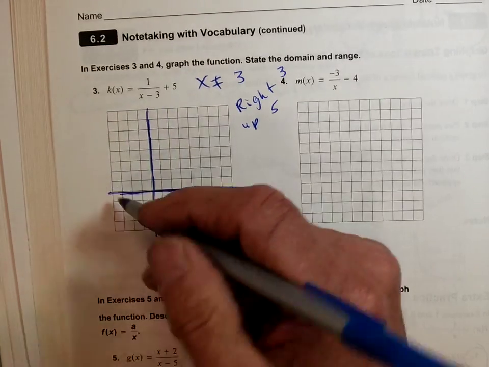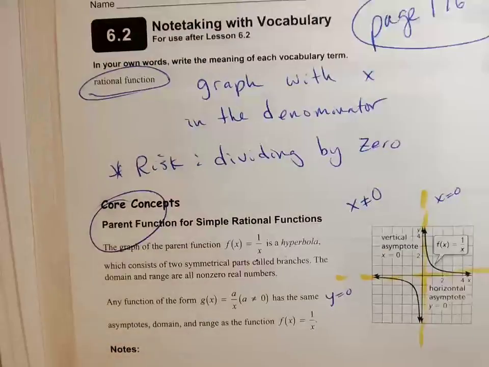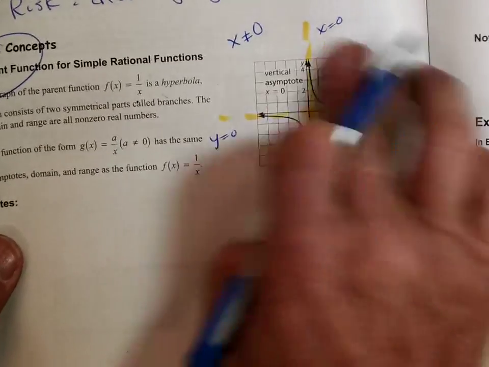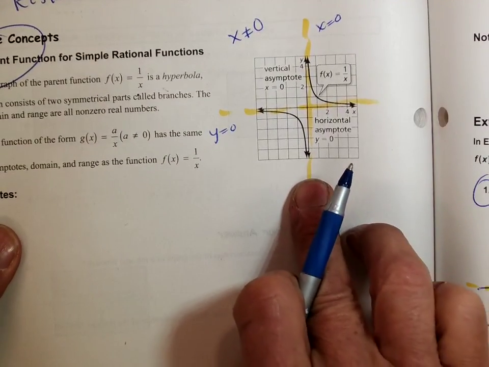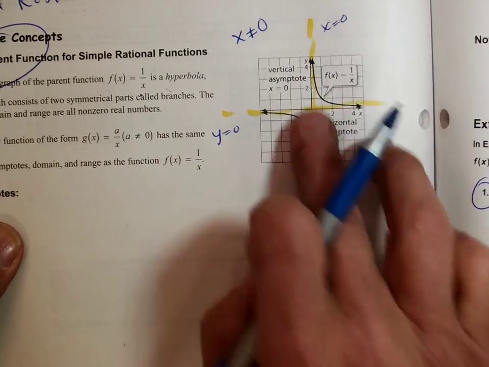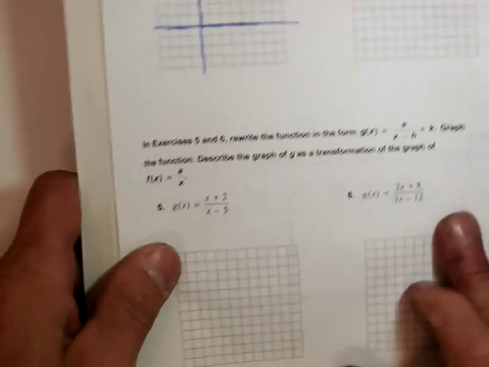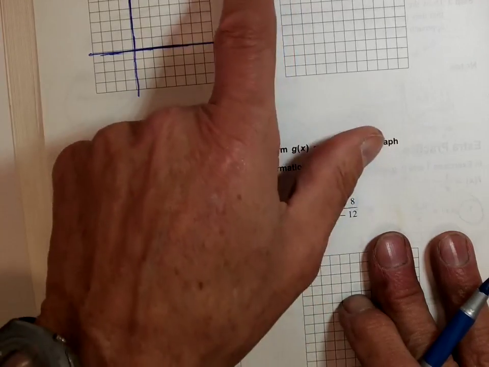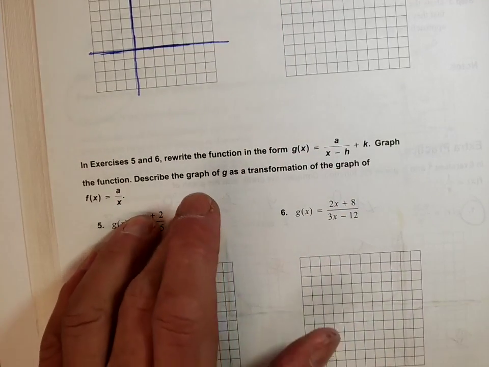So the easiest way to move these is by moving the asymptotes. I want to move the graph, but let's move the asymptotes. Does that make sense? Let's move the asymptotes from 0, 0. We're going to move our asymptotes to 3, 5. So let's go to 3, 5.